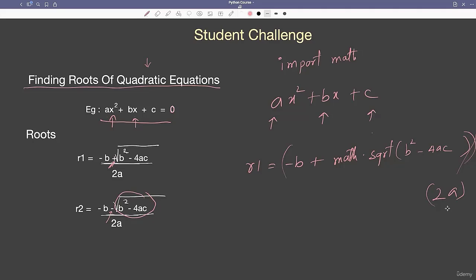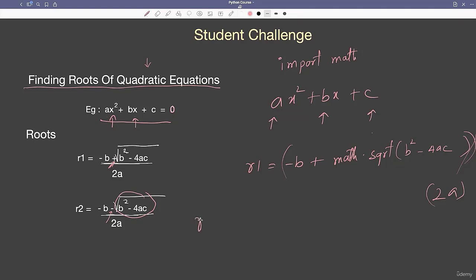So 2a should be in the bracket. Already we have written this type of expression earlier. So you have to write a program for finding the first root as well as the second root. See, here I have not used a Python expression. You have to convert this into a proper Python expression.